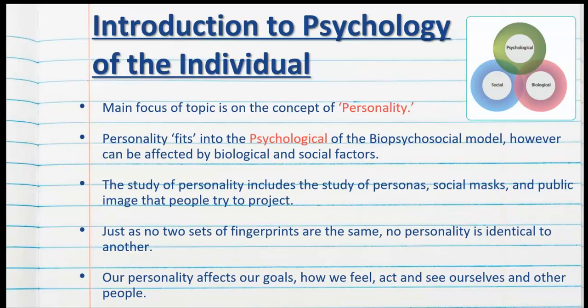Our personality can affect our goals, how we feel, how we act, and how we see ourselves and other people. In psychology, personality is really one of the biggest grey areas. There's not a lot that's very objective or factual. So the main focus of this topic is really looking at three theories of personality. We look at those, we look at how personality is assessed, and we also look at personality disorders and how they're diagnosed, and also the validity and reliability issues of this whole area of psychology in trying to determine, measure, and predict personality.